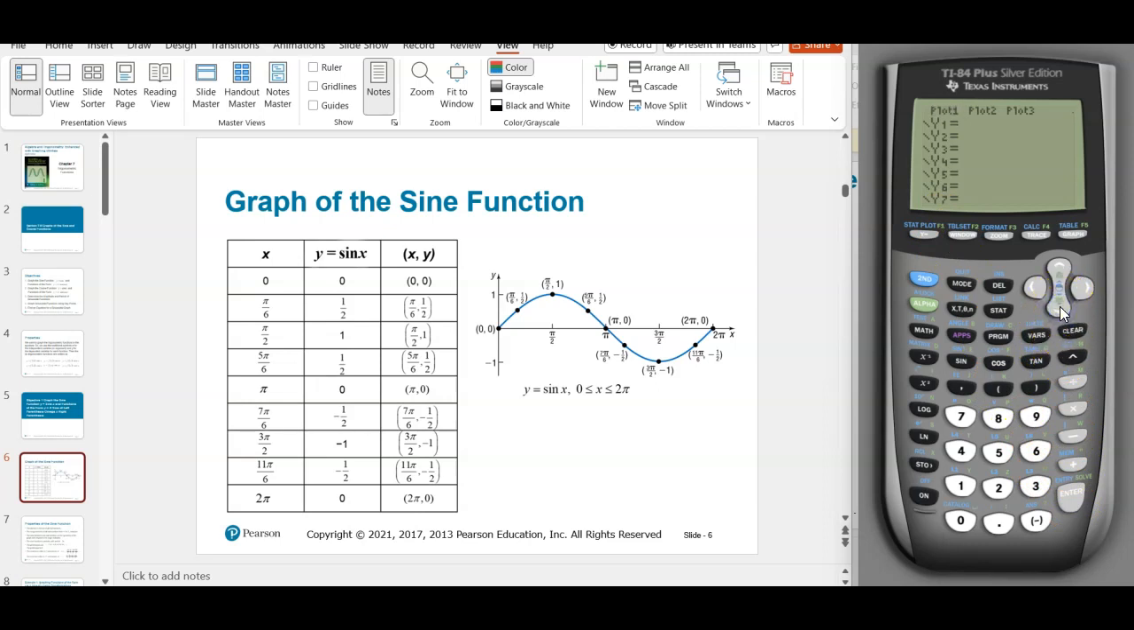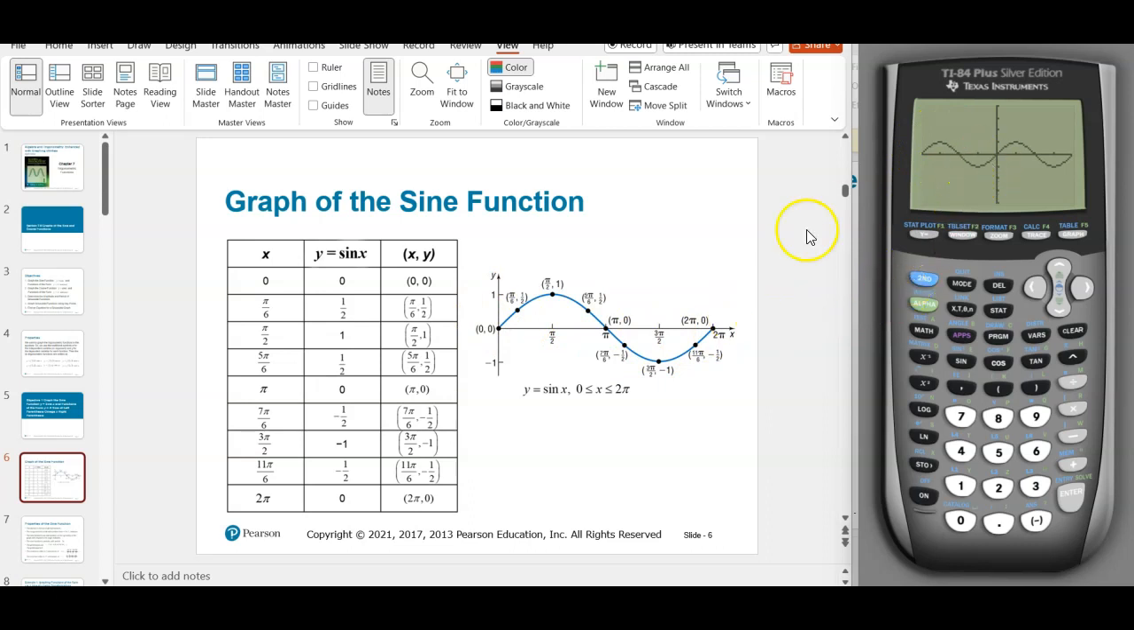All right, now I'm going to go to y1. I'm going to type in sine x, and x is this button right here, X,T,theta,n. Close that parenthesis, and then instead of hitting graph, I'm going to press zoom, and then come down to ZoomTrig, which is number 7. All right, and then there's what it shows me, and this little wave of the graph is from the origin to the right. This is also showing that starting at the origin going to the left, that same wave.